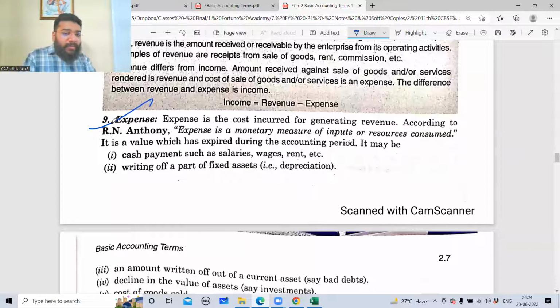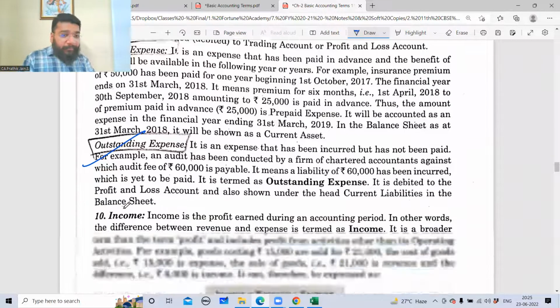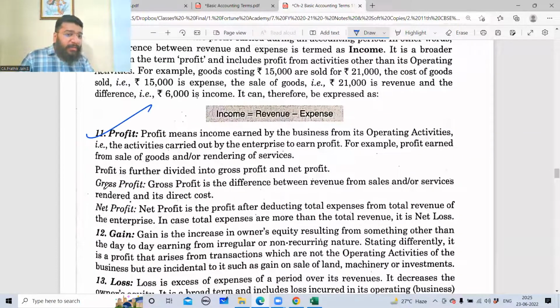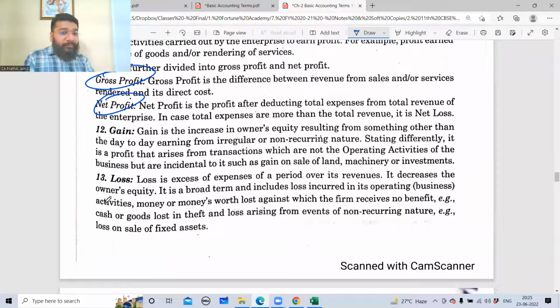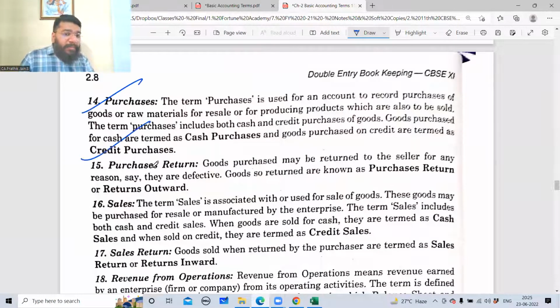Normally, expenses we have discussed. Now, prepaid and outstanding, this is something I'll be discussing in chapter number 8, journal entry. Income I've just casually discussed. Profit we have casually discussed. I told you gross and net we'll be discussing in detail when we do the trading and P&L. Gain and loss we have discussed. Purchase return discussed. Sales return discussed.